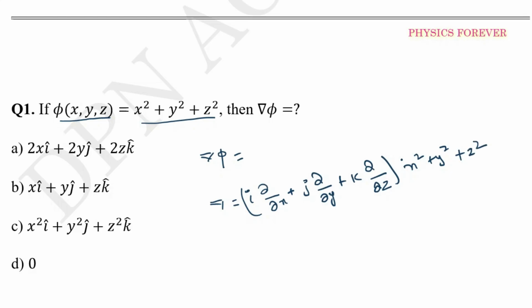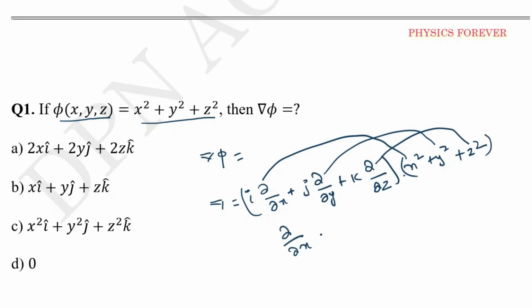அப்போ then we have to multiply. So here we have to differentiate. Then dou by dou x of x square, then dou by dou y of y square, and dou by dou z of z square, with the unit vectors i, j and k. So எல்லாத்துக்கும் நீங்க வெக்டார் போட்டுக்கணும், சரியா?